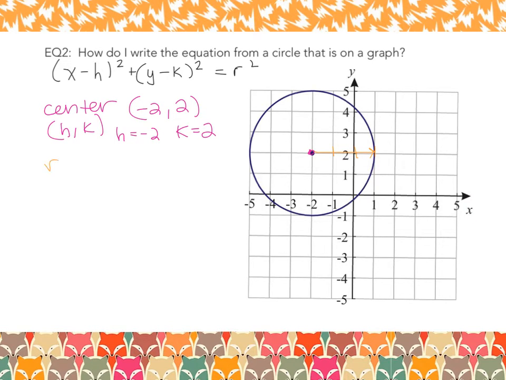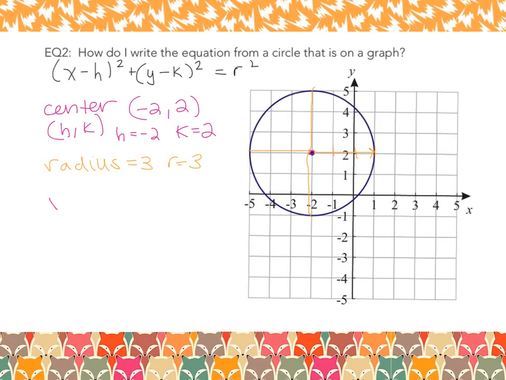So the radius is equal to 3. And you could have gone up from here, 1, 2, 3 up, you could have gone left 3, or you could have gone down 3. But there's basically 4 ways to find the radius. All right, so we got a radius of 3. Now we're just going to plug this in, and remember this is r equals 3. We're going to plug this into our equation. So we said that the equation is x minus h squared.